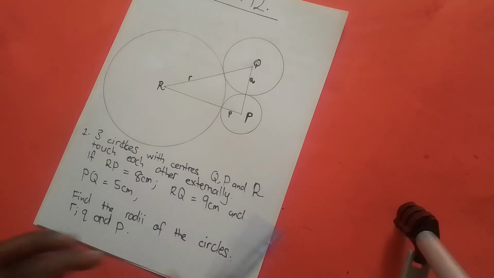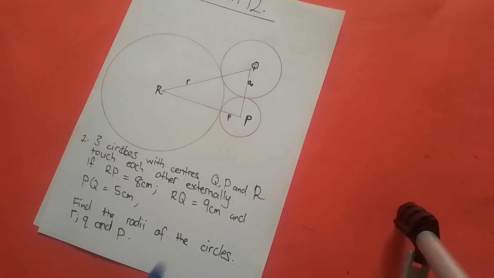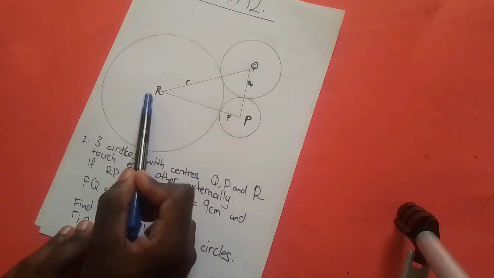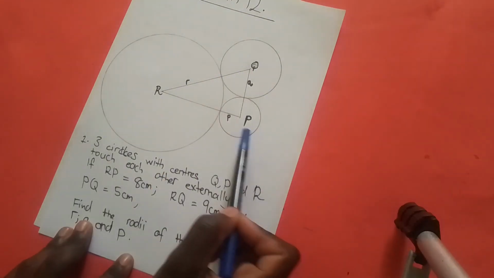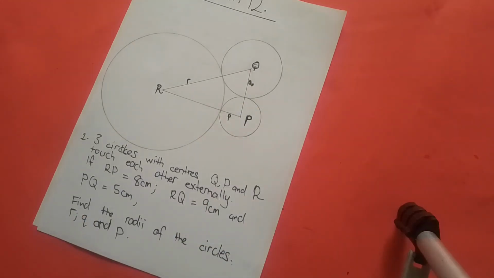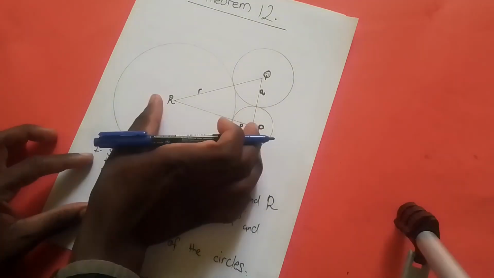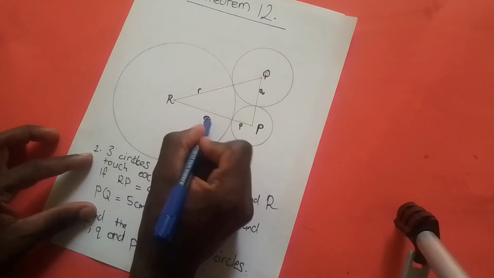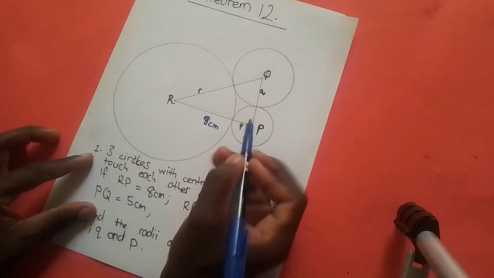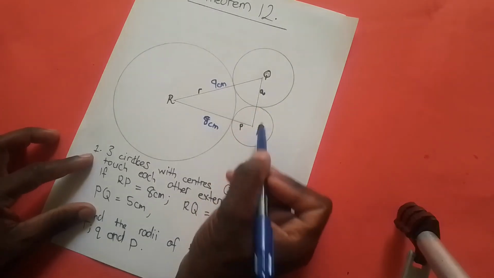So we are supposed to find the radius of this circle, the radius of this circle, and the radius of this circle. Given that RP, this entire line, is 8 centimeters, and RQ is 9 centimeters, and PQ is 5 centimeters. You should note this. So this entire line, not the radius, the entire line is 8 centimeters, and this entire line, RQ, is 9 centimeters. And this entire line again is 5 centimeters.